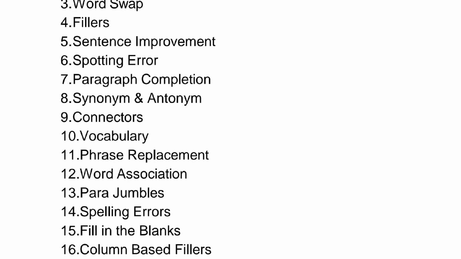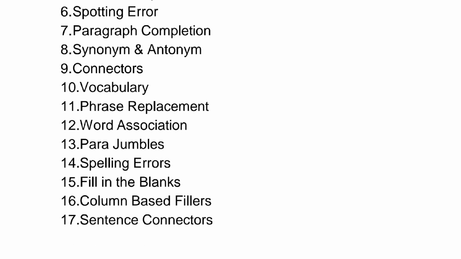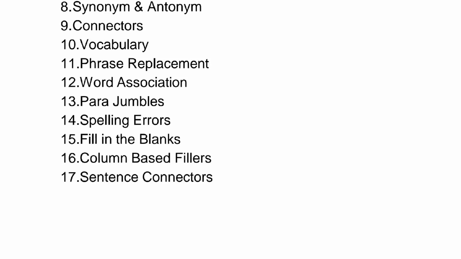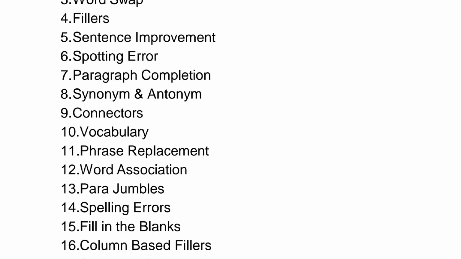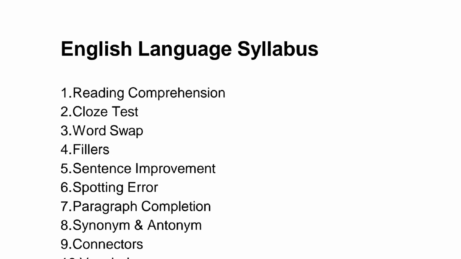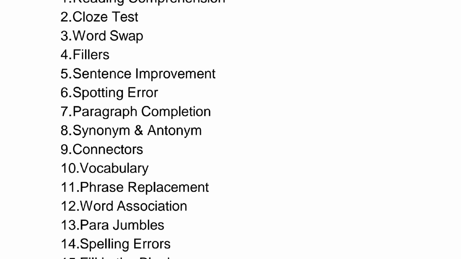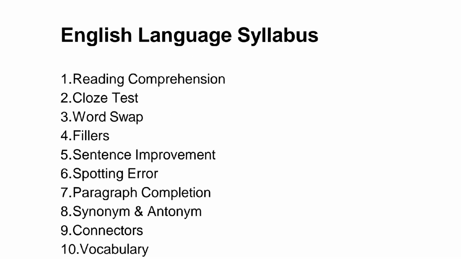9 is connector. 10th is vocabulary. 11th is phrase replacement. 12 is word association. 13 is para jumbles. 14 is spelling errors. 15 would be fill in the blanks. 16 is column based fillers, and last is sentence connectors. That all the syllabus, all the topics we have to cover in RBI Assistant exam in English subject, English language subject.